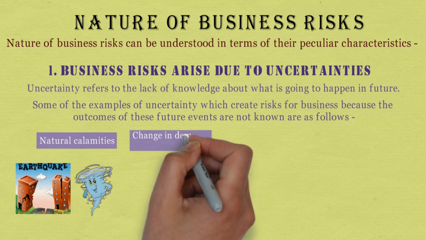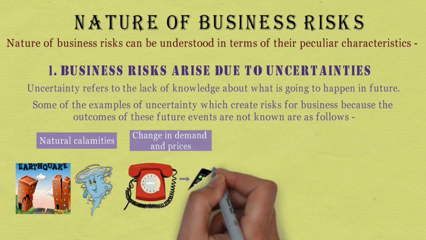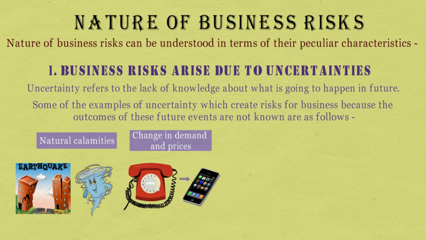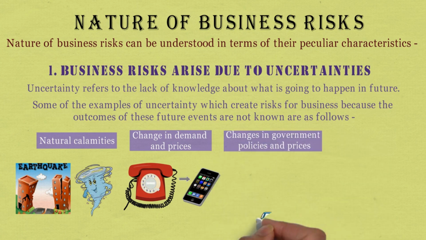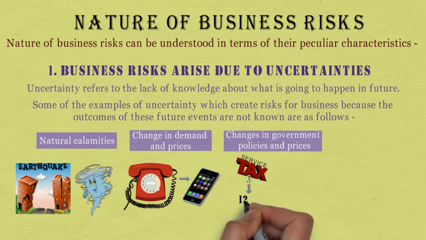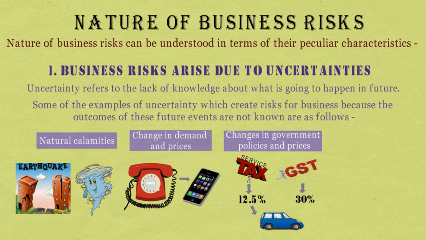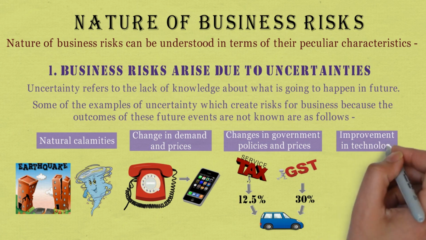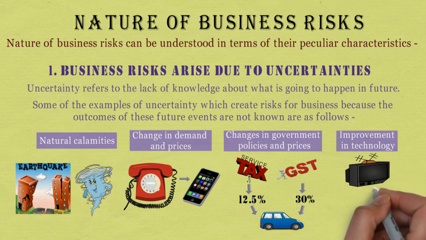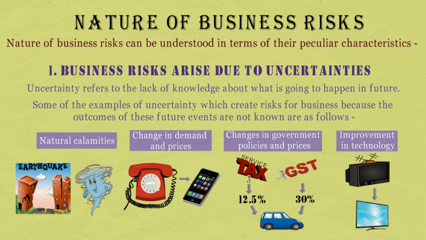change in demand and prices, that is, shift of customers' taste and preference from telephones to mobile phones, changes in government policies and prices. When service tax was replaced by GST, the tax rate which was imposed on small cars changed from 12.5% to 30%. Improvement in technology, that is, moving from CRT display screen TV to LCD or flat screen TV. These all factors constitute business risks.